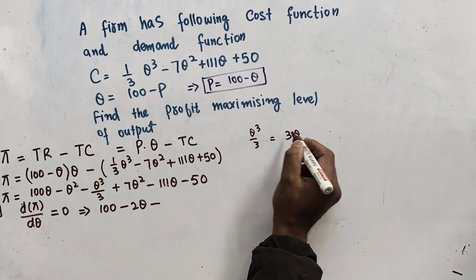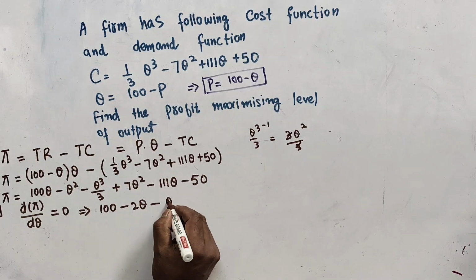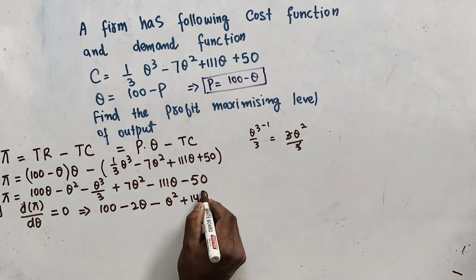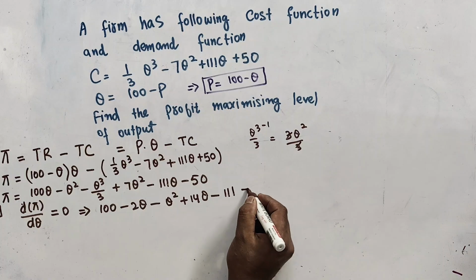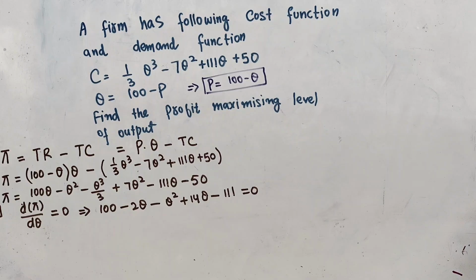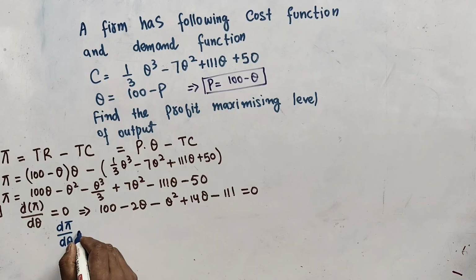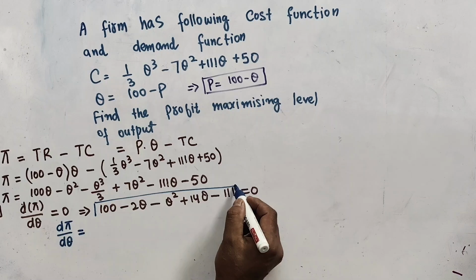So we have Q cube upon 3, its derivative will be 3. Exponent becomes coefficient, then exponent is subtracted by 1 by power function rule, divided by 3. So 3 gets cancelled. We are left with Q square only, plus derivative of Q square is 2Q. 2 into 7 is 14 Q minus derivative of Q is 1, so we are left with 111, and derivative of a constant is 0. Okay, and we set it equal to 0. So solving further, d pi upon dq is this very thing, and we set it equal to 0 here.